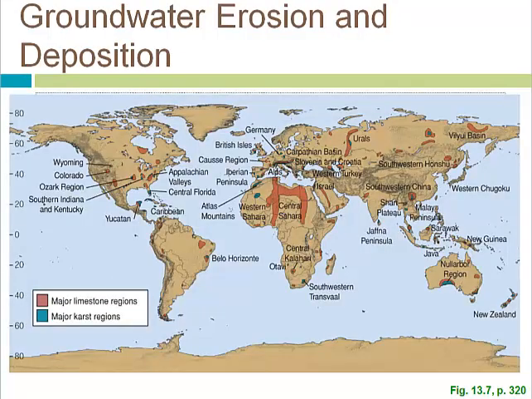Here's a picture of all of the major limestone regions and karst regions that we have. If you look right here, I'm going to draw a circle around it. If you look right here in Michigan, this is where we are, right? And right near us in the Irish Hills, we have a major limestone region, and it does have some sinkholes.